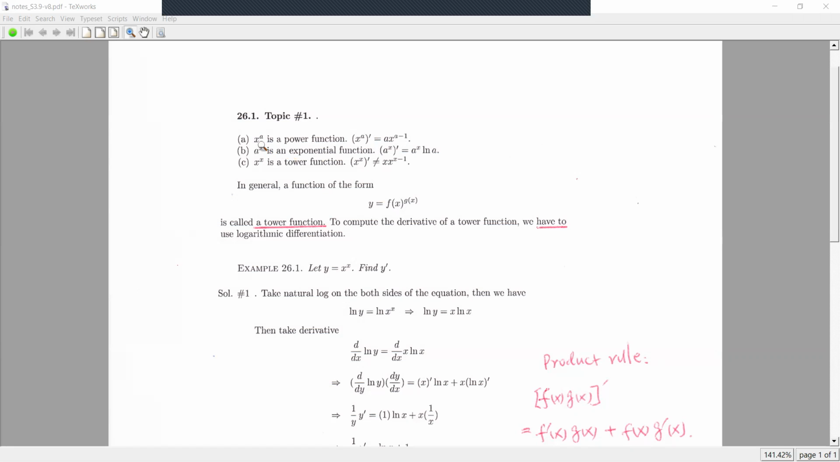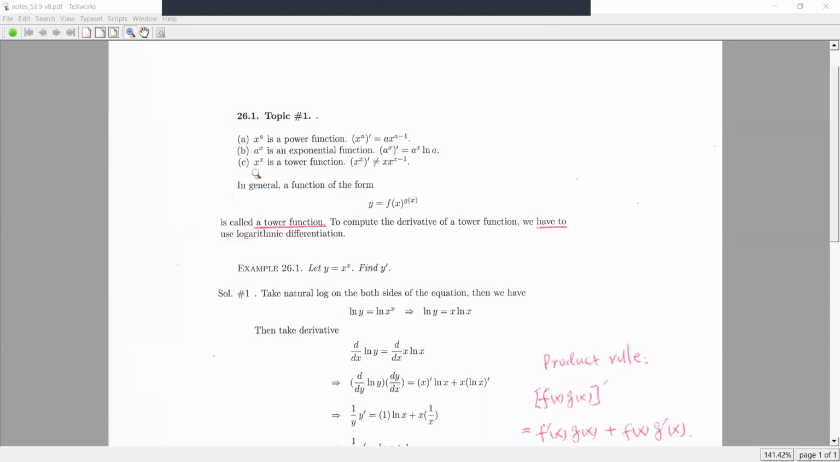When we switch x and a, then we get this function. This function is called an exponential function. In an exponential function, the base is a constant and the power is a variable. The formula to compute the derivative of an exponential function is this. The derivative of a to x is equal to a to x times natural log of a.